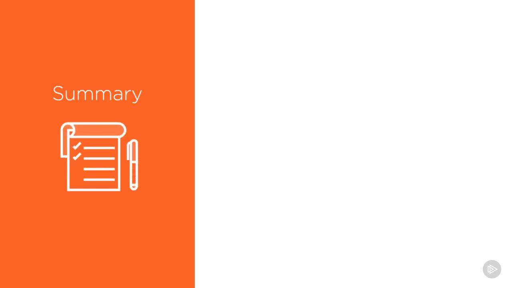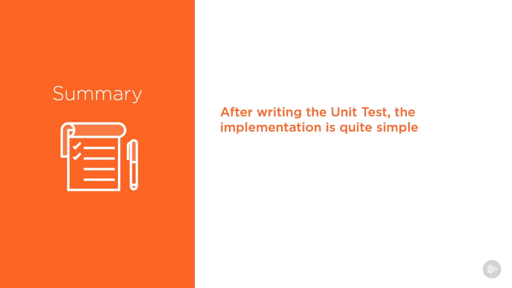In this module, we have implemented the delete logic in the friend storage application. Now the user can delete a friend. While testing and implementing this use case, we have seen a typical advantage of test-driven development. After writing the unit test, the implementation is quite simple. So as soon as you know how to test something, you will also know how to implement it.